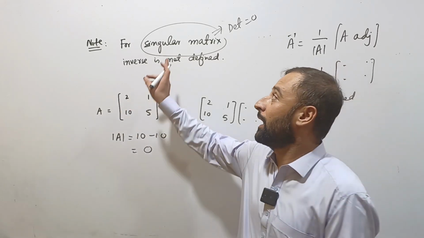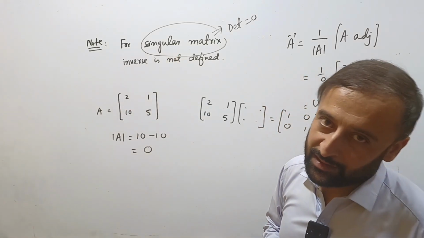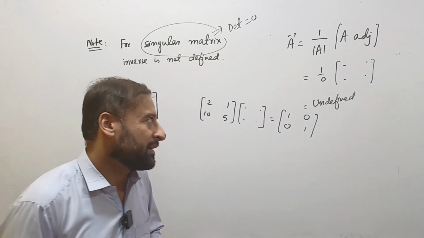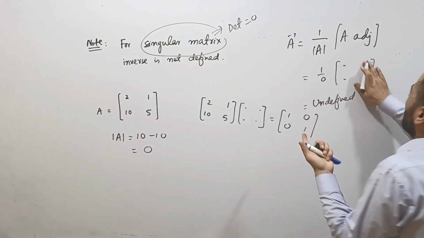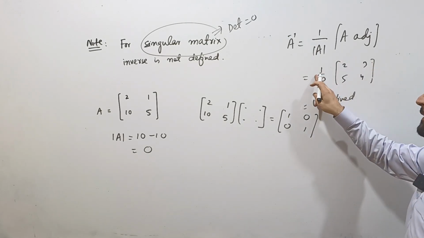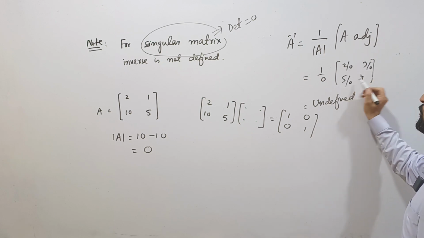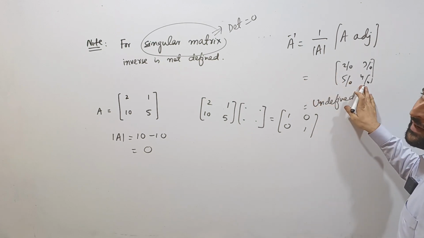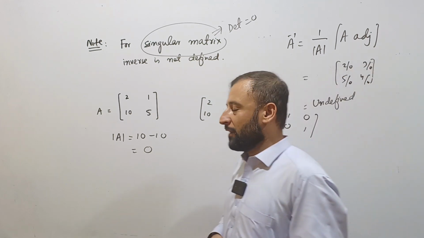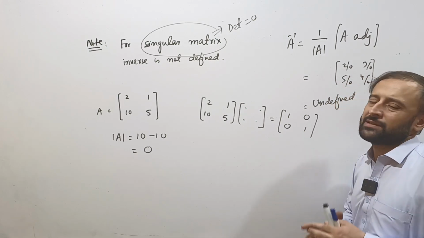It means that inverse will always be for non-singular matrices. For non-singular matrices, we can find the inverse. Because adjoint will be some matrix like 2, 3, 5, 4. So ultimately 1 by 0 has to be multiplied with all the elements, and you know anything by 0 is undefined. This important point I forgot, but it's okay. I will include it in the video. Don't worry. But it was an important point.